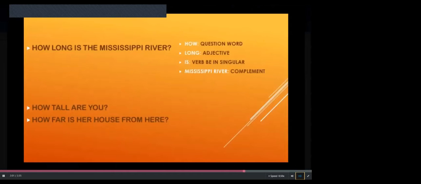How long is the Mississippi River? How is the question word. Long is the adjective. Is the verb be in singular. Mississippi River is the complement.